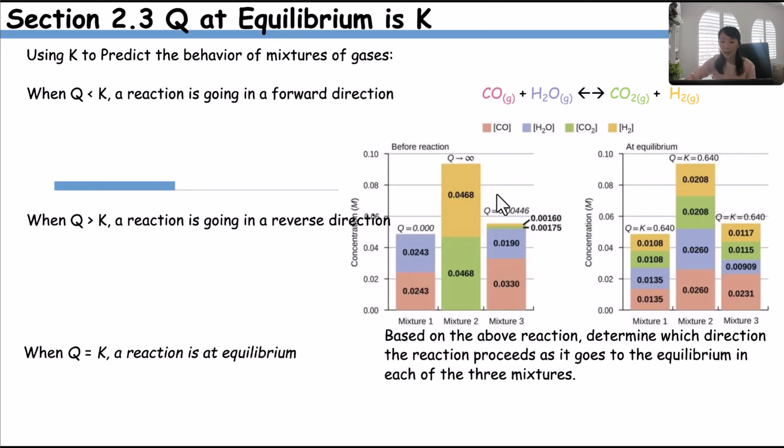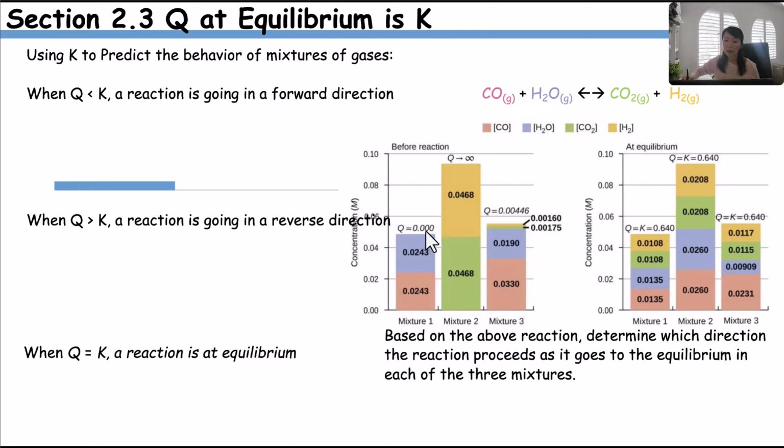I'm going to go ahead and explain before and at equilibrium in a moment. So let's look at the before. In the very first mixture, in the very beginning, you have just carbon monoxide and water. There's no product, so that's why you see the reaction quotient being 0.